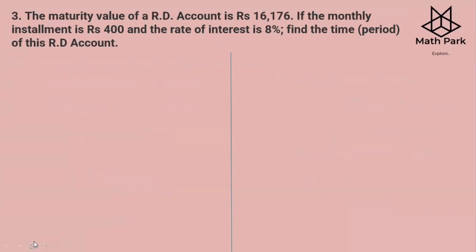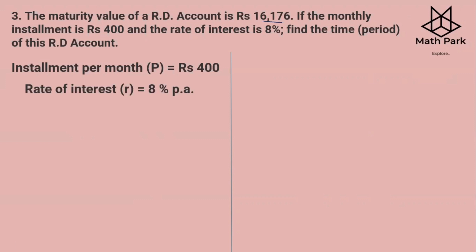Let us start with question number 3. The maturity value of an RD account is given to you as 16,176. If the monthly installment is rupees 400, the rate of interest is 8%. Find the time period of this RD account. So we are asked to find the time period, which is N. So let us note down the things given over here. So we have installment per month is rupees 400. Then the rate of interest is 8% per annum. Number of months, let us take it as N.